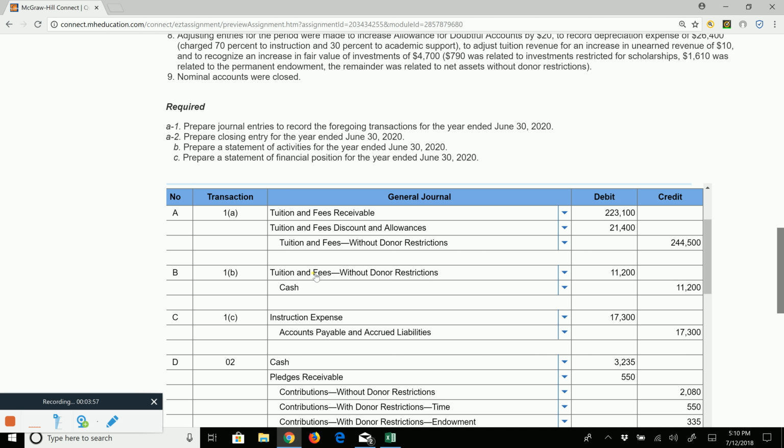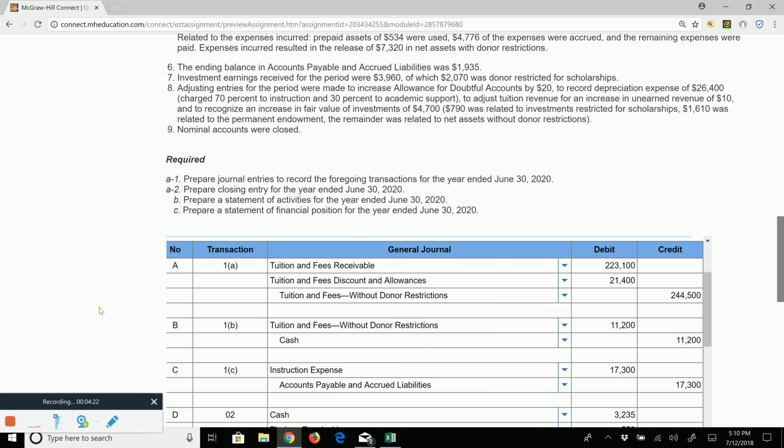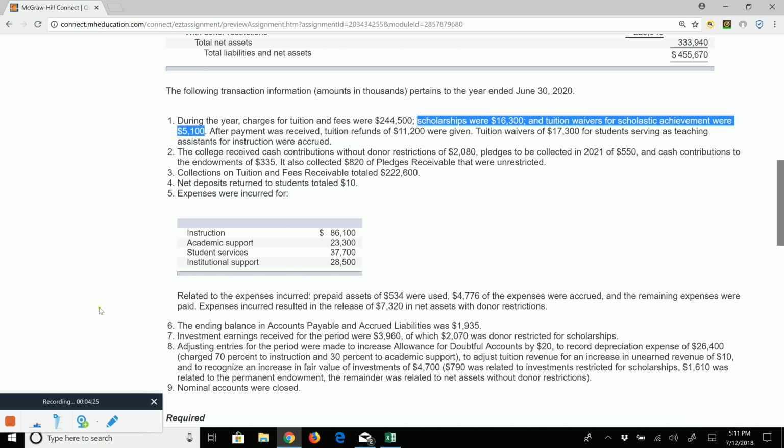And last but not least, some students are actually hired as employees of the university, and as part of their pay, you're going to see that the pay is going to be an instruction expense. Okay, debit the instruction expense, credit the accounts payable, okay, for $17,300. That's what's going on here.